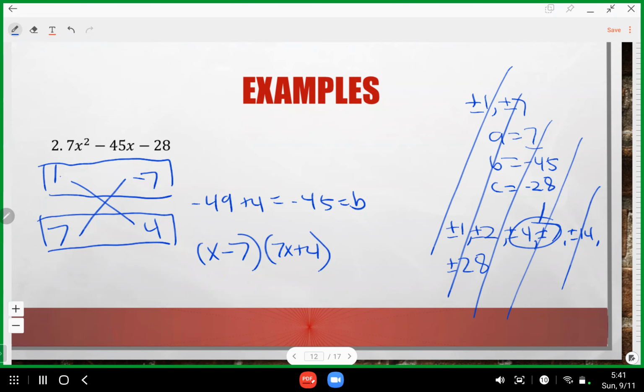And the good thing about factoring homework is you can always get it correct, right? You can always multiply it back out and see if it works. If you multiply this back out, it's 7x squared minus 49x plus 4x minus 28, which does equal what we started with. So that's how you check your homework. So make sure you do that.